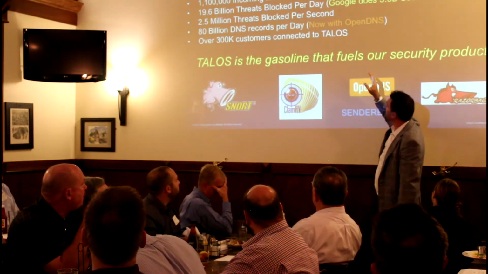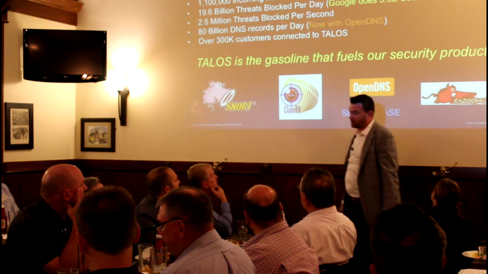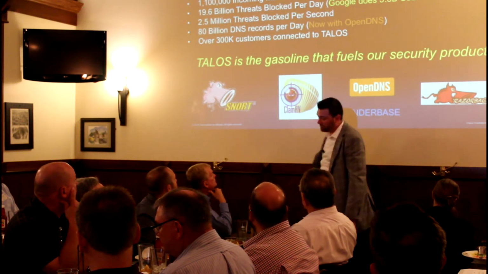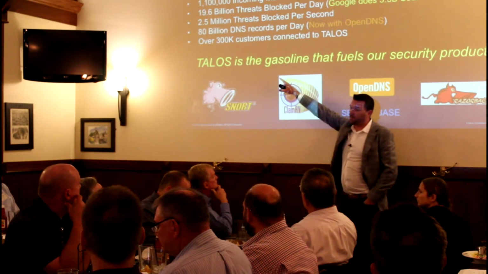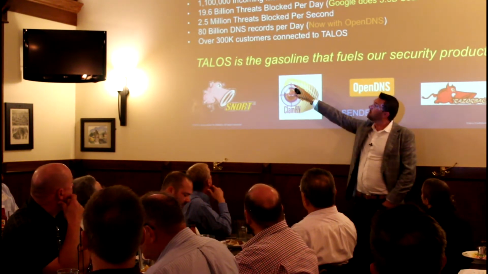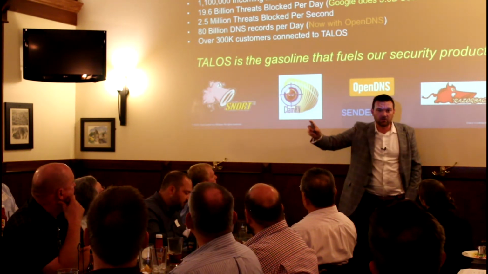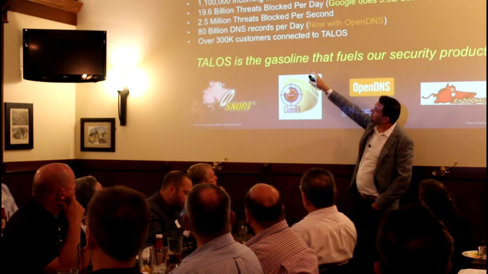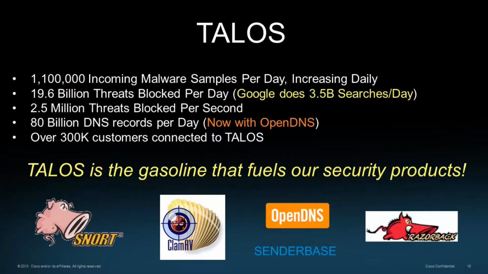This is how many Google searches get. That's 6 times the amount of Google searches a day, right? 6 times, pretty close. So the point is, look at line 4 here, right? 80 billion DNS records a day. Anybody else in the world that has a firewall or is blocking malware, that's a B2B relationship. They don't have it in one house. We have it in one house.